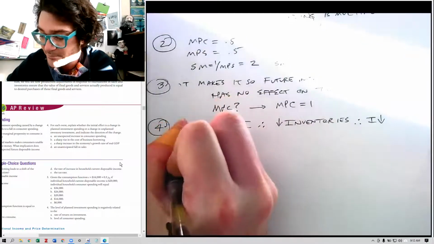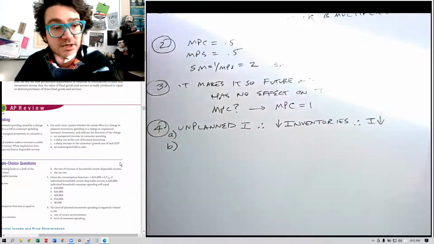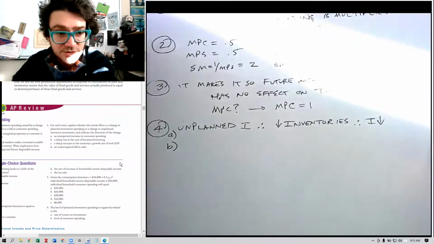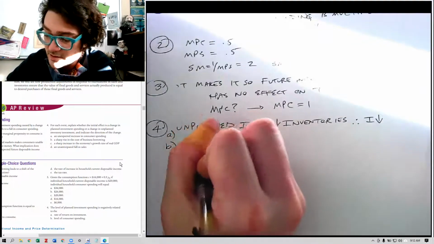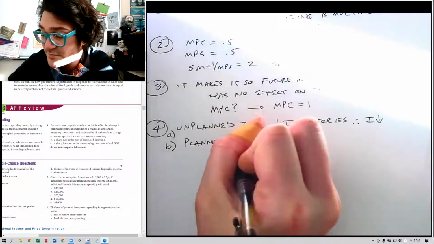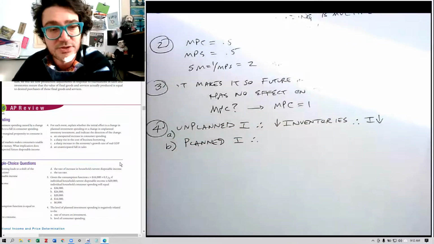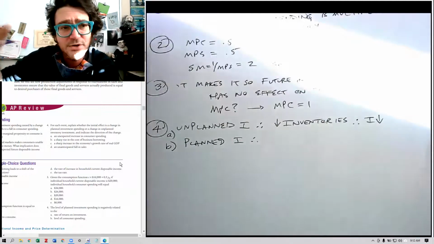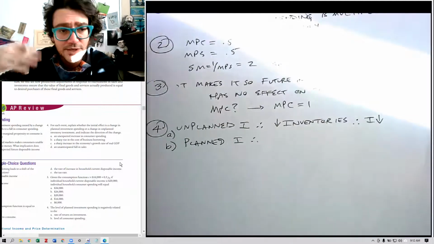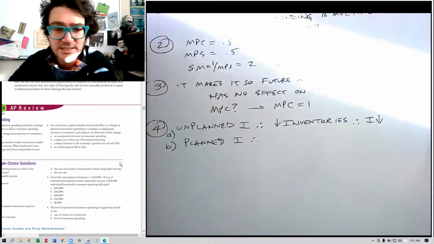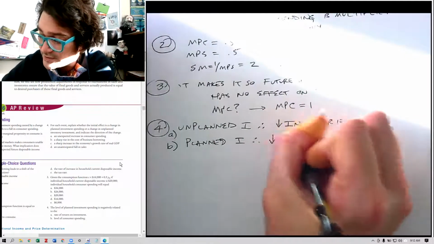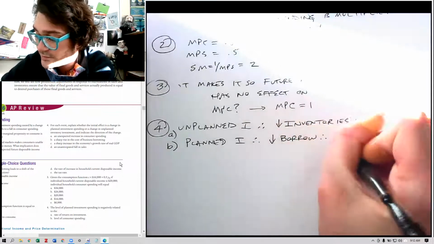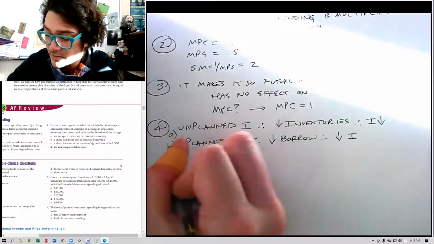So that's A. B is a sharp rise in the cost of business borrowing. That's not going to affect unplanned inventories. It would just affect planned investment. Even if it's a really sharp change, it's still going to affect their planning, because the interest rate would affect what we are going to do next year, whether we are going to expand or not. If there's a sharp rise in the cost of business borrowing, that would decrease borrowing and therefore decrease investment spending.